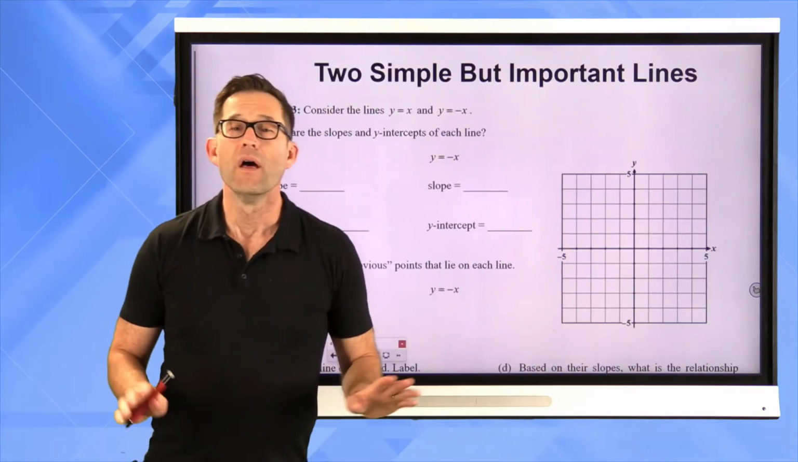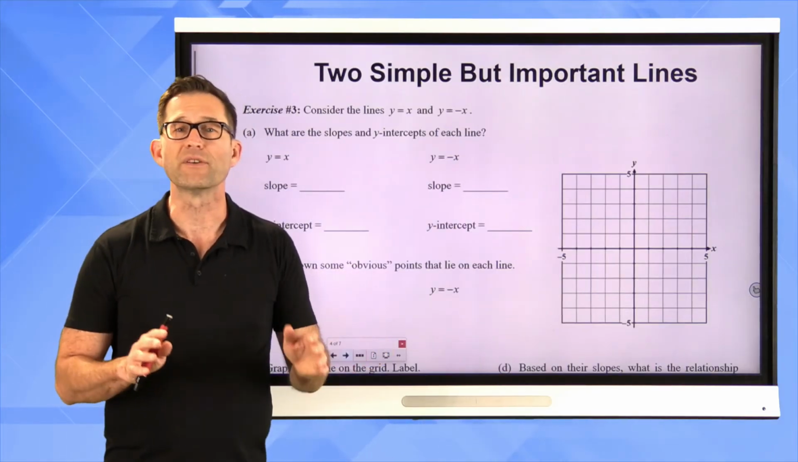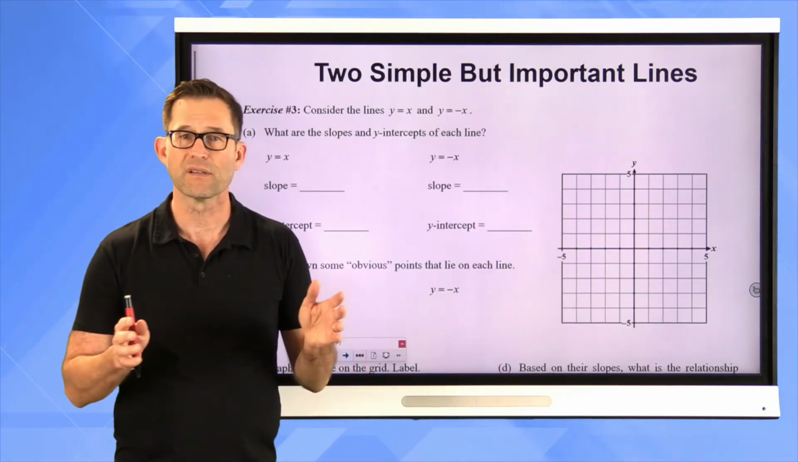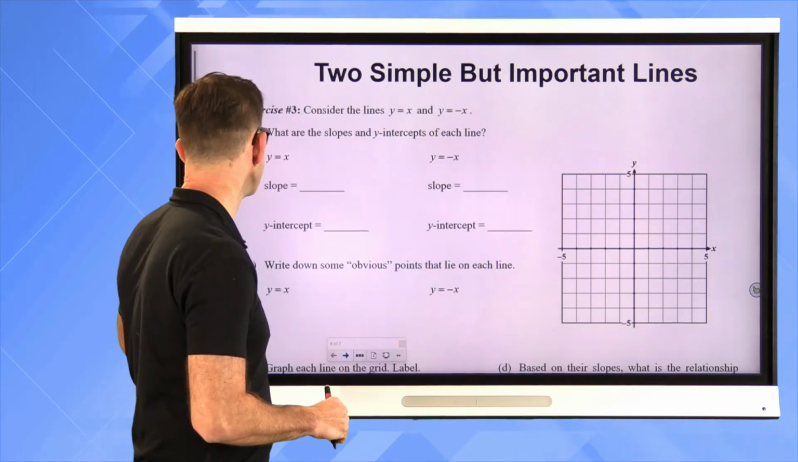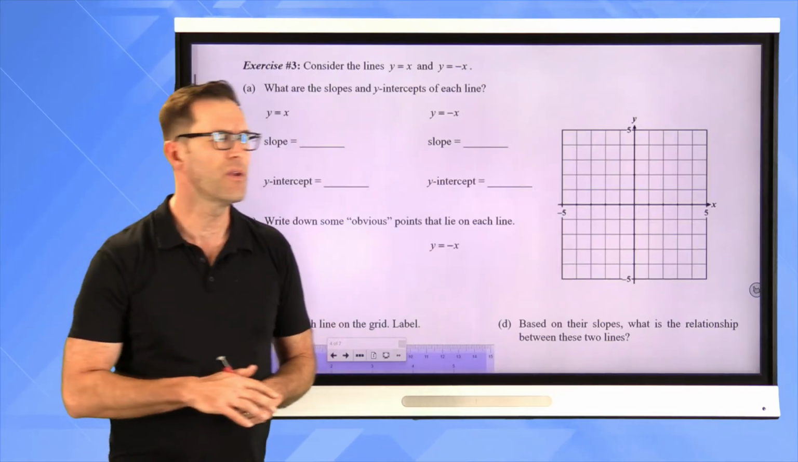All right, the next thing I'd like to look at are 2 simple but extremely important lines. Let's take a look at exercise number 3. Consider the lines y equals x and y equals negative x. Letter A. What are the slopes and y-intercepts of each line? All right. So I'd like you to think about that.